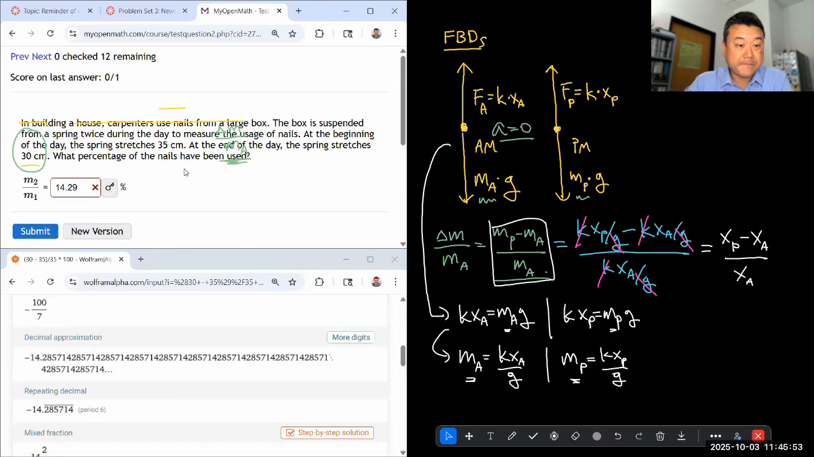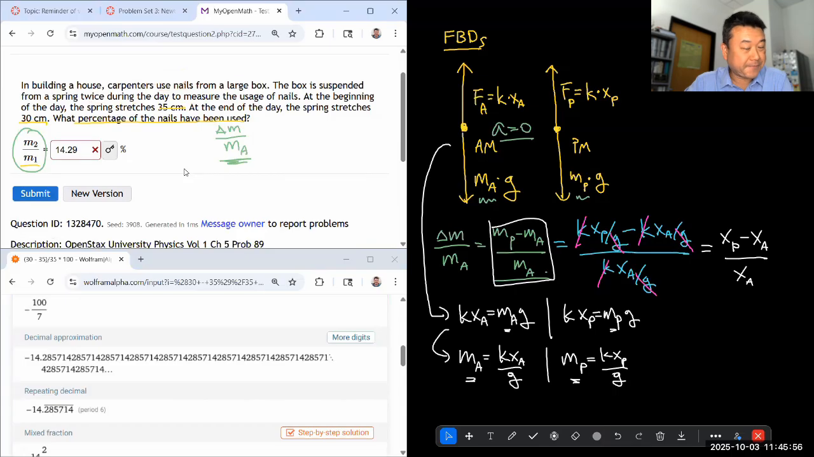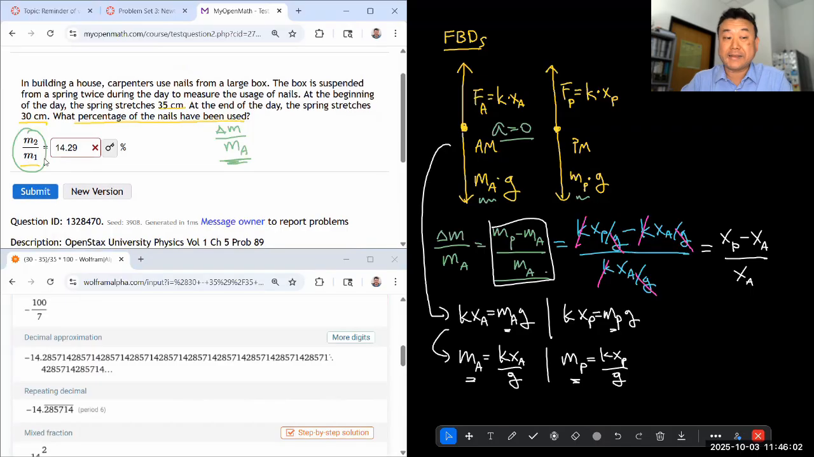14.29. Yeah, it doesn't grade it as correct. Now, let's try to judge the question writer's intent. You know, M2 over M1. I think by M2 they meant mass of the thing in the afternoon maybe, and by M1 they meant mass of the thing in the morning.